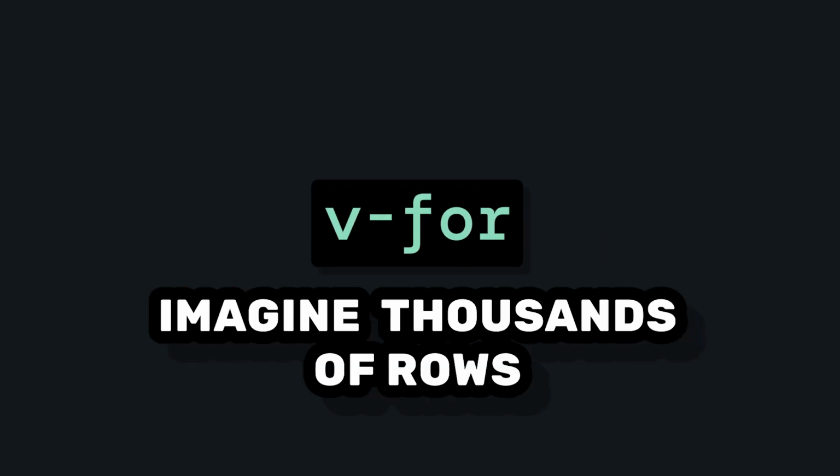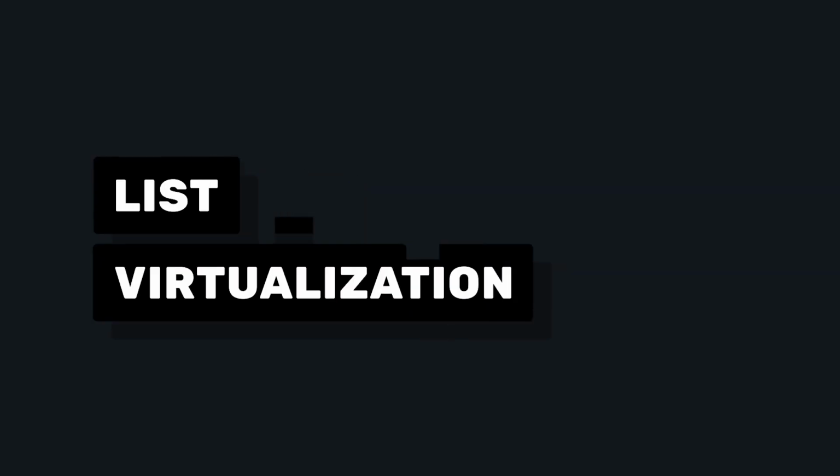If we're trying to render a huge list with a v-for, it's going to cause some performance issues in our app. Not only will the initial page render be slow, but scrolling will also get pretty laggy due to the number of elements that we're trying to render. Luckily, there's a solution called virtual scrolling, and more specifically for lists, list virtualization.